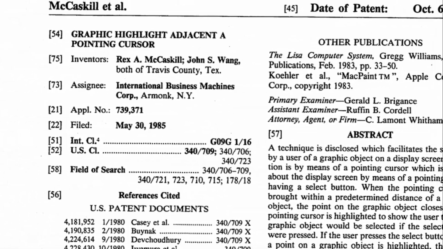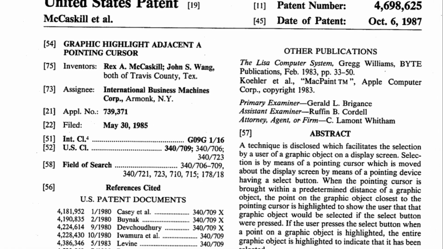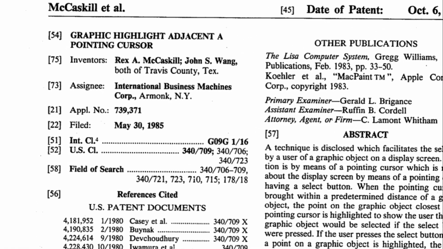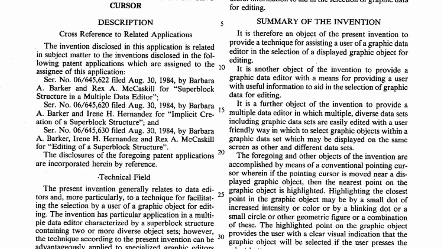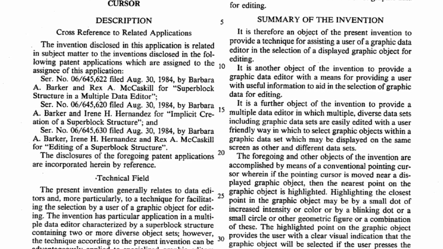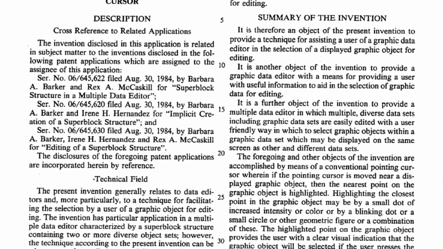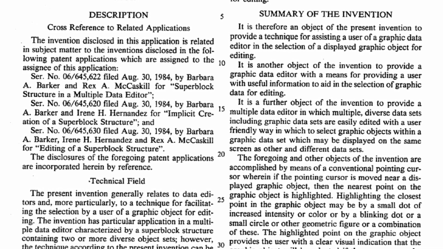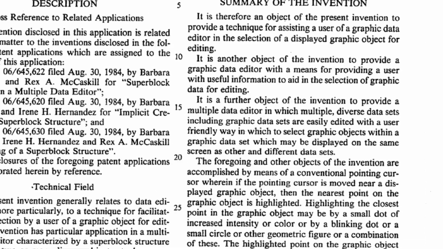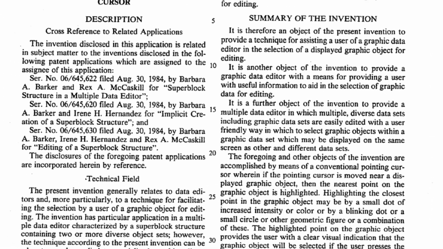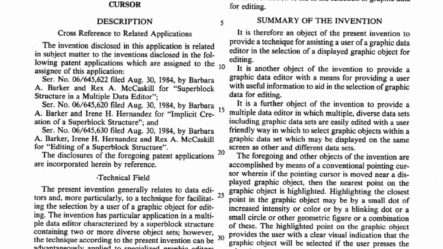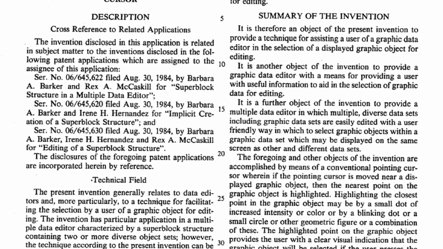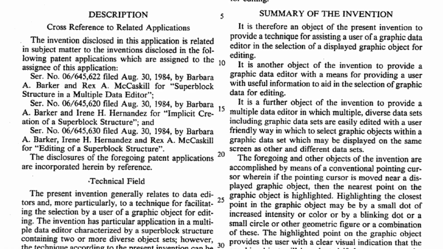Description. Cross reference to related applications. The invention disclosed in this application is related in subject matter to the inventions disclosed in the following patent applications, which are assigned to the assignee of this application. Serial number 06645-622, filed August 30th, 1984, by Barbara A. Barker and Rex A. McCaskill for superblock structure in a multiple data editor.